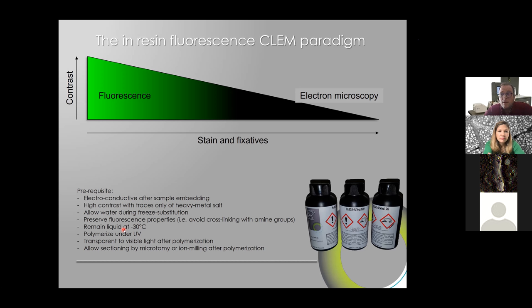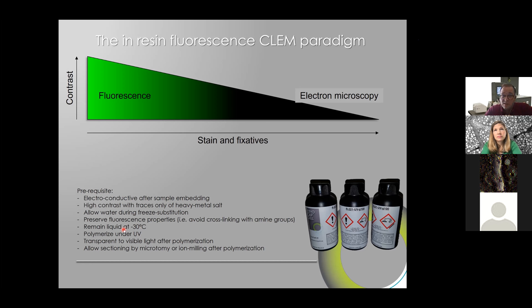The first idea was that it should remain liquid at minus 30 degrees, because we wanted to take inspiration from Lowicryl, which is to us the gold standard, and I've used it personally mostly. I like Lowicryl for its ease of use. So having something liquid at minus 30 degrees was interesting. It should polymerize under UV, because warming up the resin while you want to keep it at minus 30 degrees is counterproductive. And I wanted a resin that could be stored in a chemical cabinet at 20 degrees without polymerizing. So UV is convenient because it prevents early degradation of the resin.